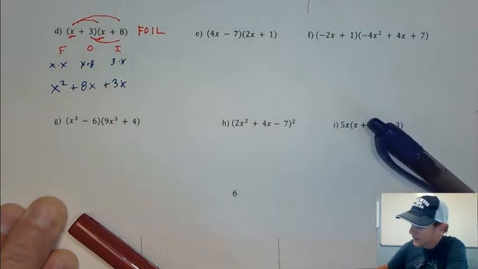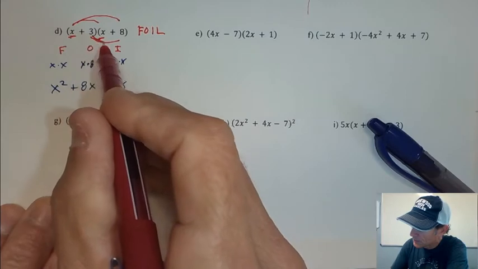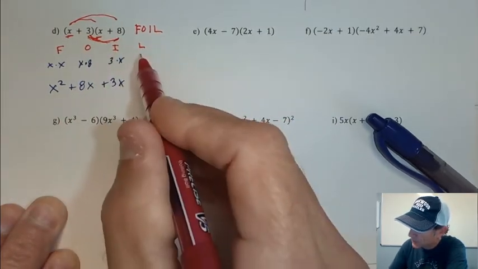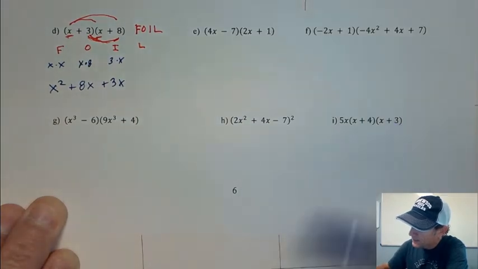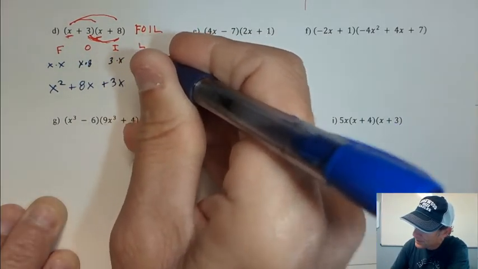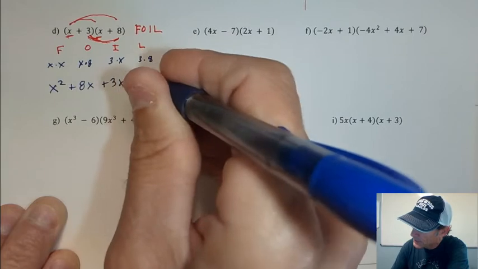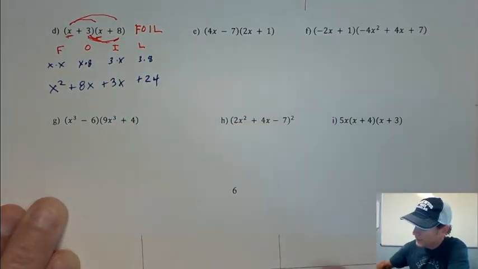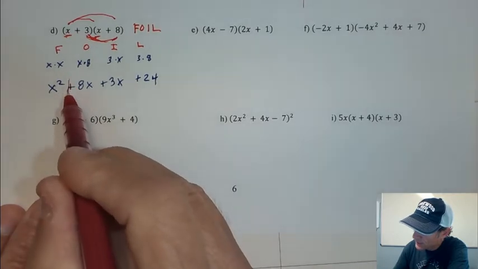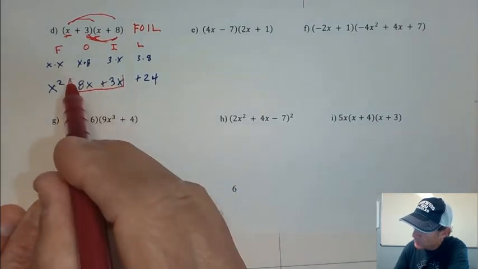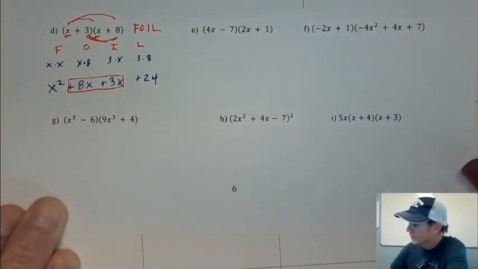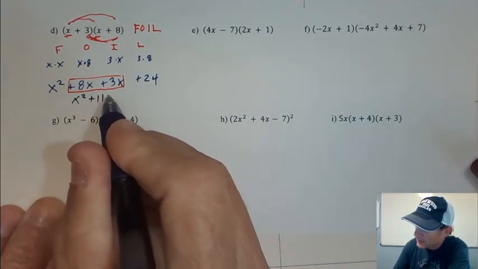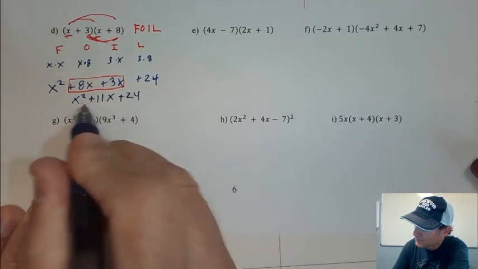And then it happens that this multiplication is the last thing in each parenthesis, and so we have 3 times 8, which are both positive again, so I have positive 24. Okay, so what ends up happening often, well, it's not 100% of the time, but these middle two terms will be able to add together. And so I have x squared plus 11x plus 24.